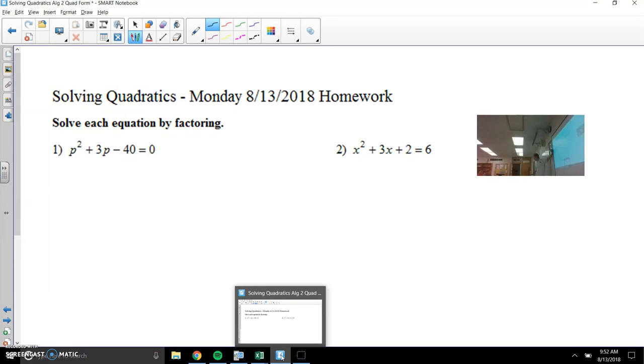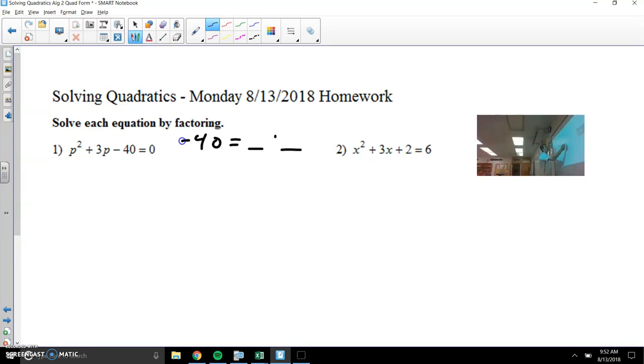Solve by factoring. So what multiplies to be negative 40, but when you add them together, you would get 3? Anybody know? What would that number combination be? Negative 8 and 5. Now, I like those numbers. They multiply to be negative 40. But negative 8 plus 5 doesn't give us 3. We really need a positive 8 and a negative 5. 8 plus negative 5 is 3. 8 times negative 5 is negative 40.